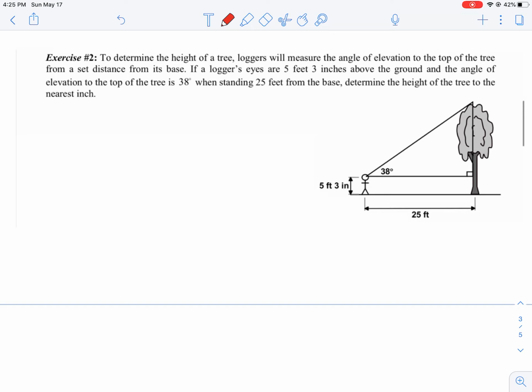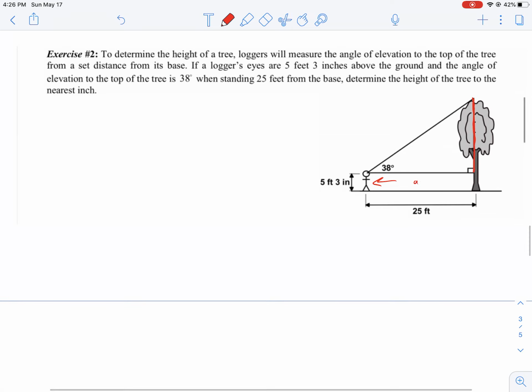to the nearest inch. Okay, so we want to find this height first, and then after we find that height, we're going to add the height of our human to that. It says determine the height to the nearest inch, and that part will play in a little bit later. So we want to find what that height is so far from the guy standing there. All right, so here's our triangle. This is our adjacent side. Here's our hypotenuse. So we want to find what our opposite side is.